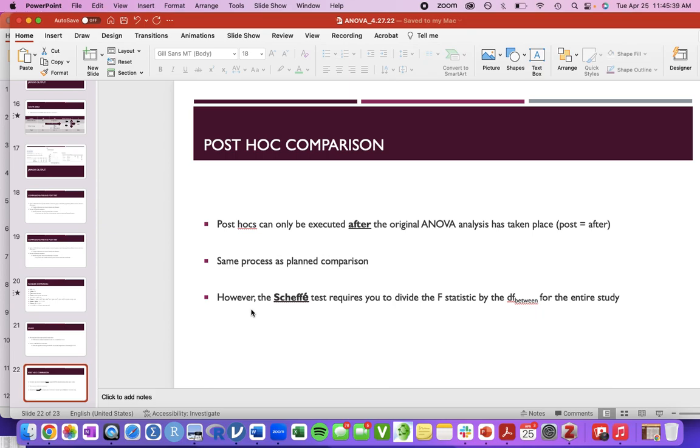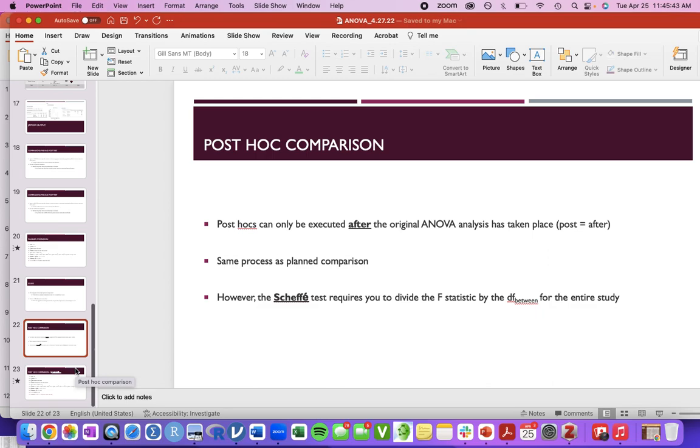So when you do a post hoc, the thing that you need to keep in mind is that it requires something called a Scheffé test. Again, I'm just going to rewind back to some other slides about planned comparisons, but we'll come back to this. I just wanted to bring this up first because this is going to be the most common thing you do.